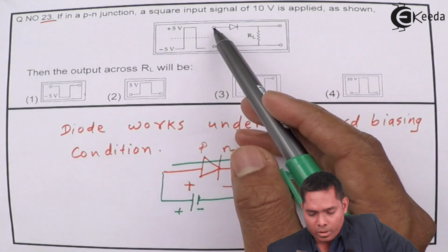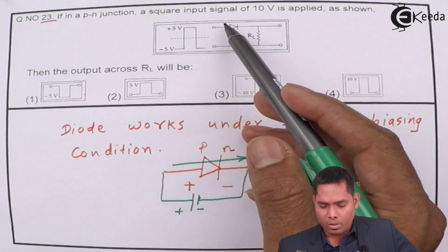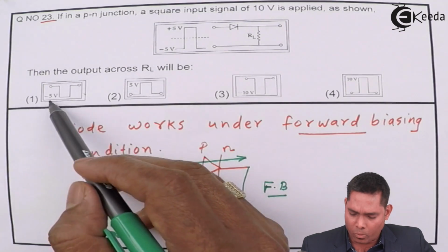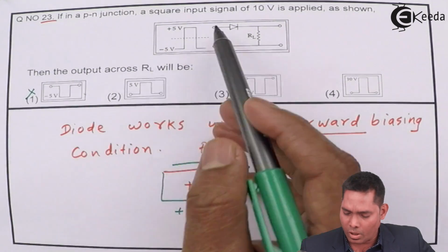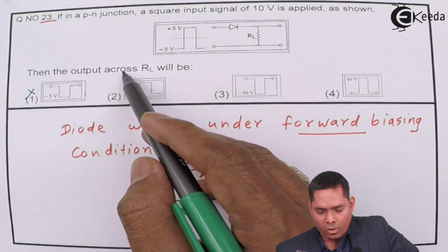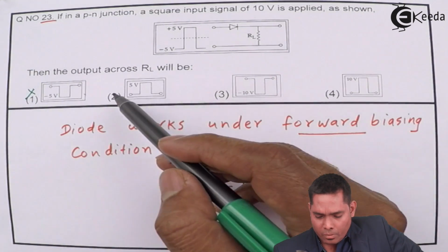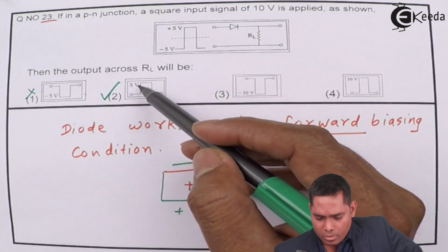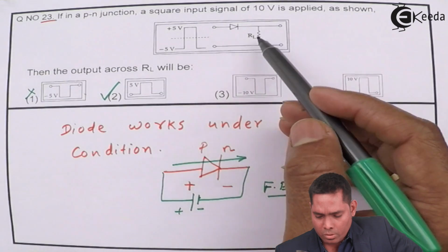That means positive voltage. During the positive half, this will work. This is negative, actually you are feeding negative 5 volt here, so this diode will not work. Output across RL, what you will get here, obviously this will work for 5 volt. If I provide 5 volt, this will work.